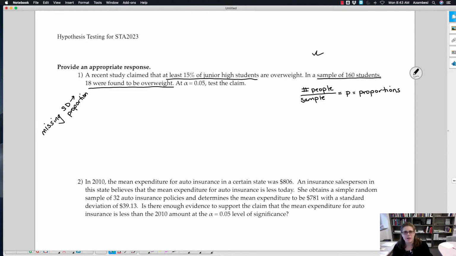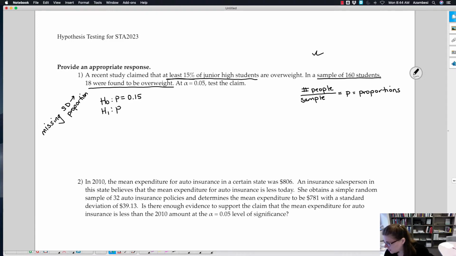So the first thing we need to do is set up our hypotheses. Now, if we're setting them up, they come in pairs, null and alternate. Your null hypothesis is always going to be equals to something. So we're dealing with P because we have a proportion, and it's equal to whatever the assumed value is. So 15% would be 0.15.